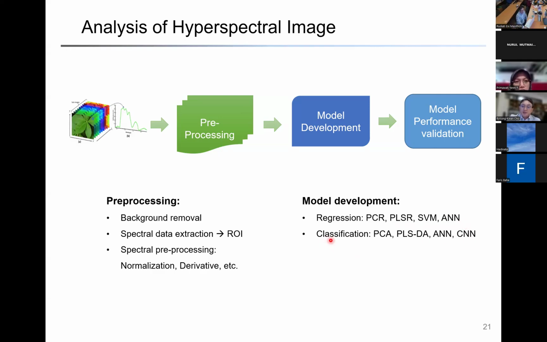And classification. Classification is dividing groups. Okay, good or bad, two groups. Maybe three groups: low, medium, and high. So that is grouping, right? That is a classification. For classification, there are also several models: principal component analysis, partial least square discriminant analysis, artificial neural network, convolutional neural network, etc. So you can use your own model if you want.